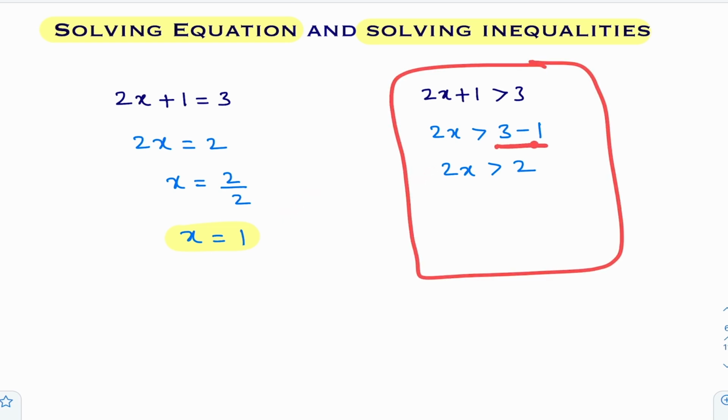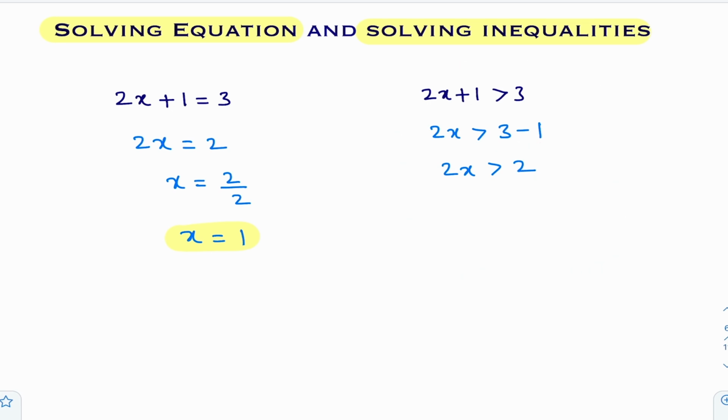You see, to subtract, there is a condition. To divide, there is a condition. All those things we are going to learn in the next slide. Okay, just wait. This can be written as x greater than 1. Okay, so x greater than 1. x greater than 1 means what?